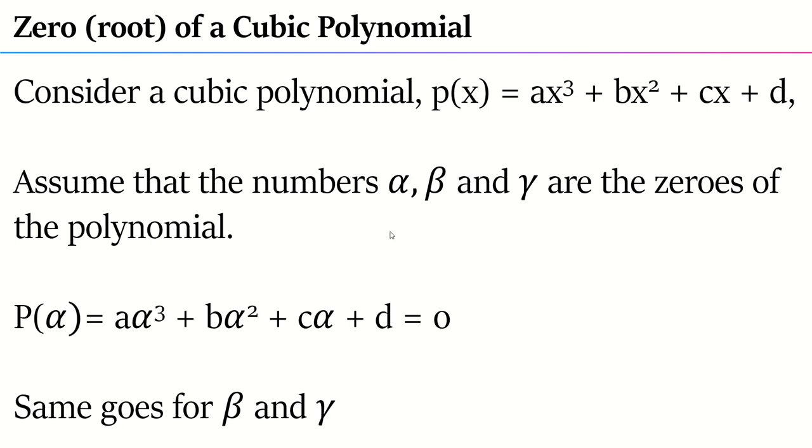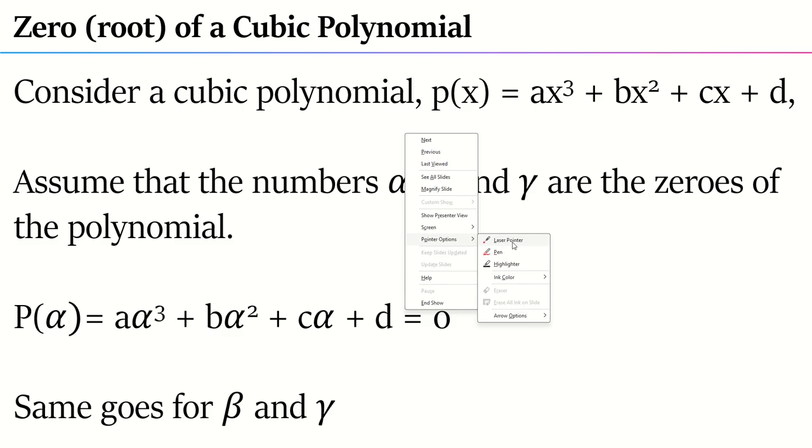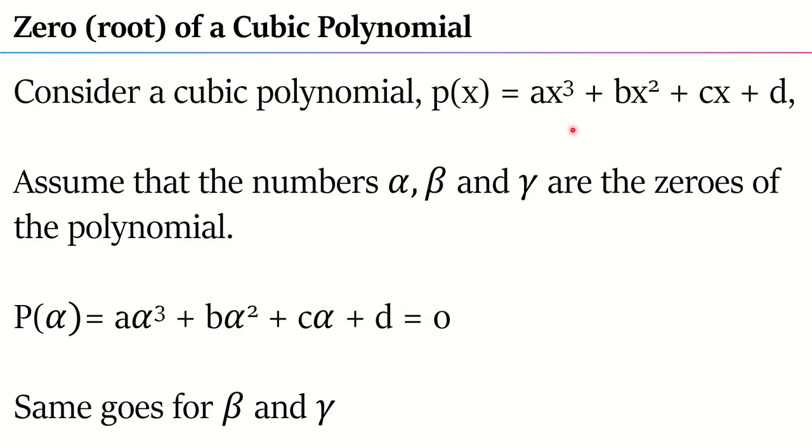So now, let us consider a cubic polynomial ax cube plus bx square plus cx plus d. If you don't understand what is meant by cubic polynomial, the highest degree of this polynomial is 3, so it is called a cubic polynomial. We are not going to find the zeros of this polynomial because it is beyond the scope of this academic year. Maybe you will get it in class 11 or 12, but we'll be playing around with the zeros of the polynomial like alpha, beta, and gamma. These are the three zeros of the polynomial.